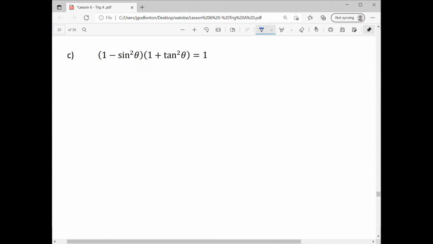Okay, let's have a look at this next one. On your piece of paper that I asked you to write in the beginning, where you wrote your identities down, you wrote that tan was equal to sine over cos, and then you wrote those 3 different ones. I want you to look at them carefully, and I want you to tell me what this equals.